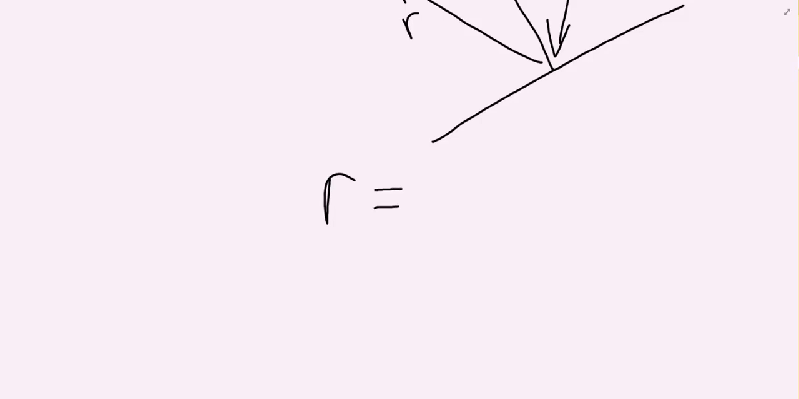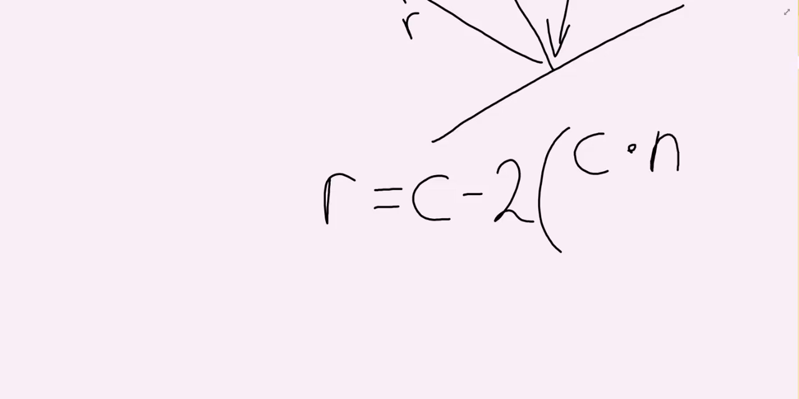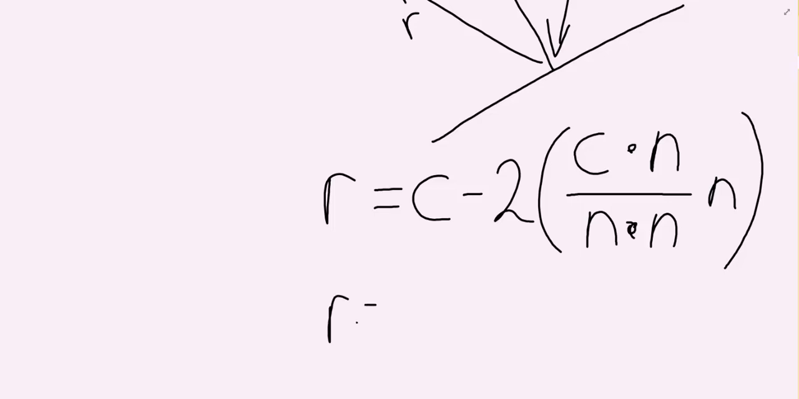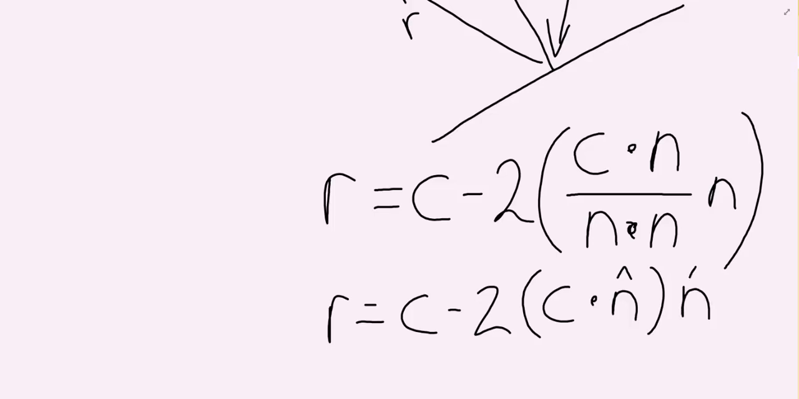giving us the reflected vector equals c minus 2 times, then we have that vector c dot n divided by n dot n times n, or in the same way, r equals c minus 2 times c dot n normalized times the vector n normalized. So this part here, since it's a dot product of two vectors, it just gives us a number. That number times 2 will be the scalar into the vector n, and that vector will be subtracted from c.